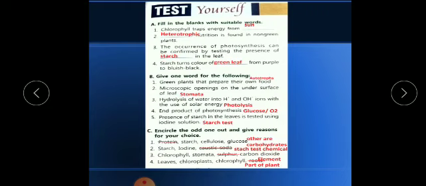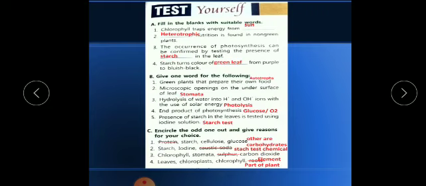Third one is the occurrence of photosynthesis can be confirmed by testing the presence of starch. Through the starch test we can easily find out whether the plant has done the photosynthesis or not. Photosynthesis takes place in the plant or not. Now starch turns color of green leaf from purple to bluish black. When we are treating with alcohol or when we are boiling, it will turn from purple to the bluish black.